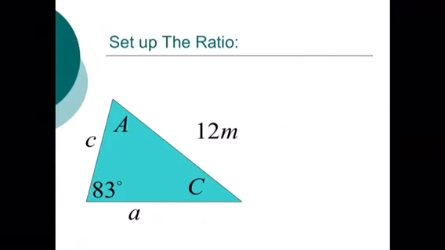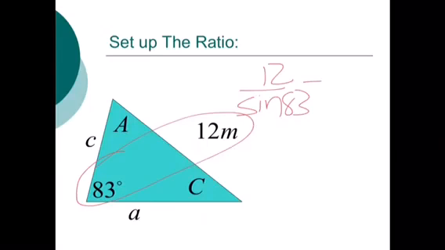Here's an example of a triangle that you might think you could solve using law of sines, but we can't. So we're going to set up some ratios and indicate why we cannot do that. We do have a corresponding side and angle, so I can start with that. 12 over the sine of 83. But in order to fill out my ratio, I need to know another angle.